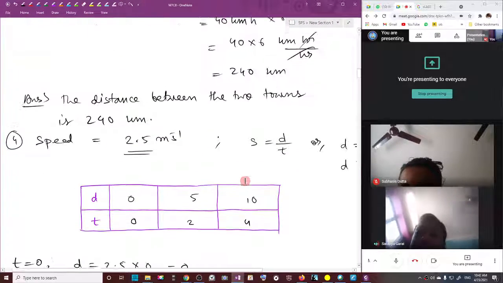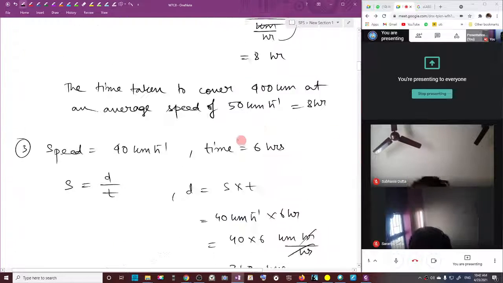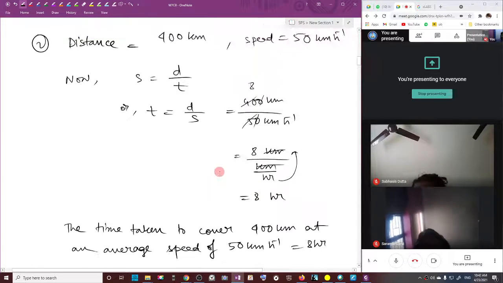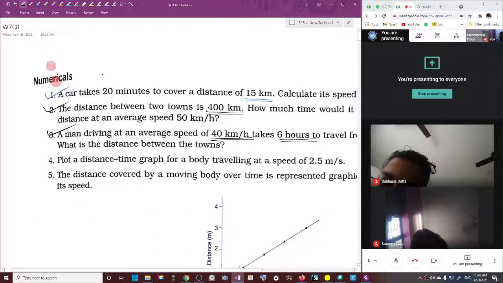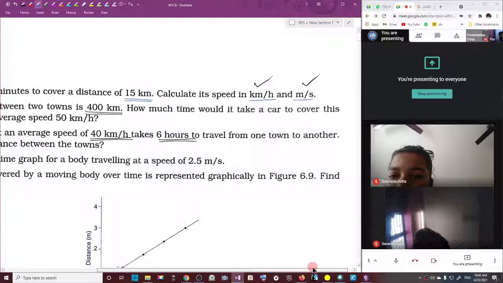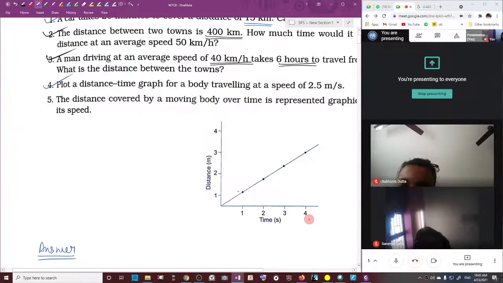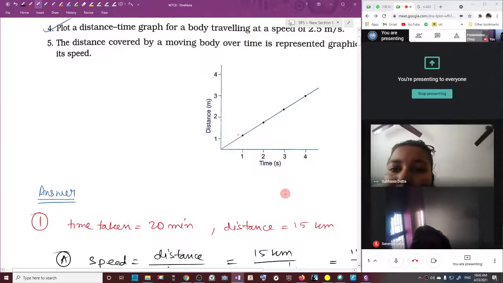Yes, sir. Okay, now the next question. Let us do the next question. The next question says that the distance covered by a moving body over time is represented graphically in figure 6.9. Find the speed. We have to find the speed, right? We have to find the speed.